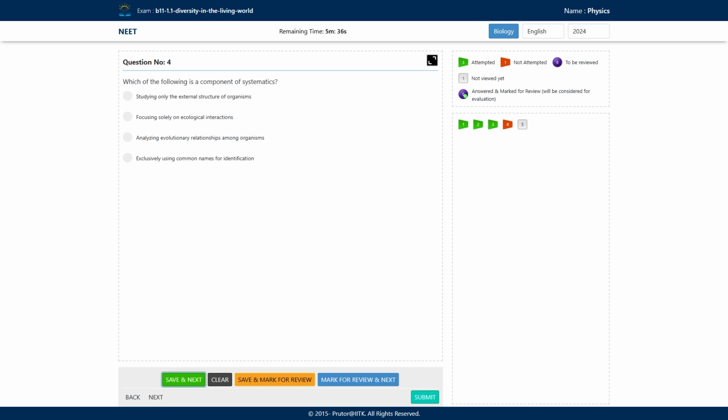Now, this question, which of the following is a component of systematics? Option A is studying only the external structure of organisms, means morphology. Morphology means study of the external structure. B is focusing solely on the ecological interactions. C is analyzing evolutionary relationship among the organisms, means phylogenetic relationship. And D is exclusively using common names for identification.